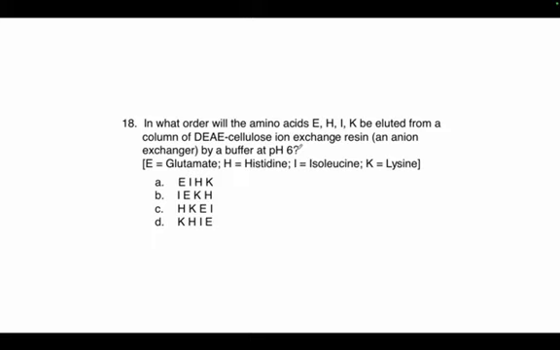So, remember the order in which they will elute will be in the order of weakest interaction to strongest interaction, right? Because if it is very strongly bound to a column, it is going to take more time to elute. Now the question is, since it's the anion exchanger, we should think about which of these amino acids will carry a negative charge at this pH.